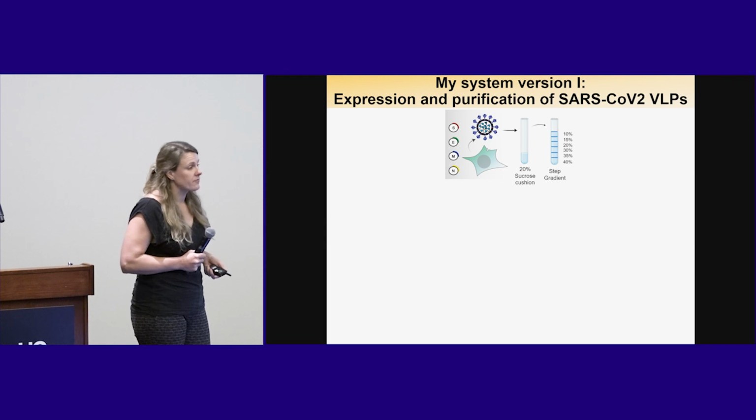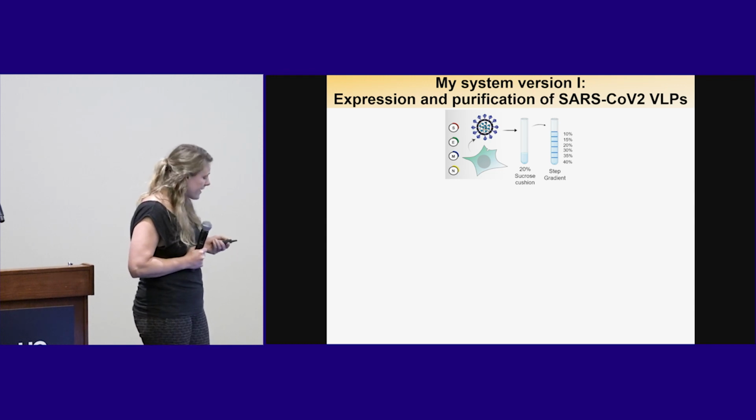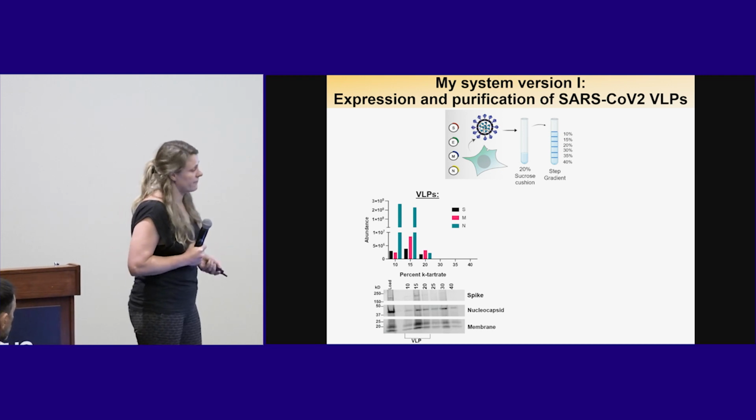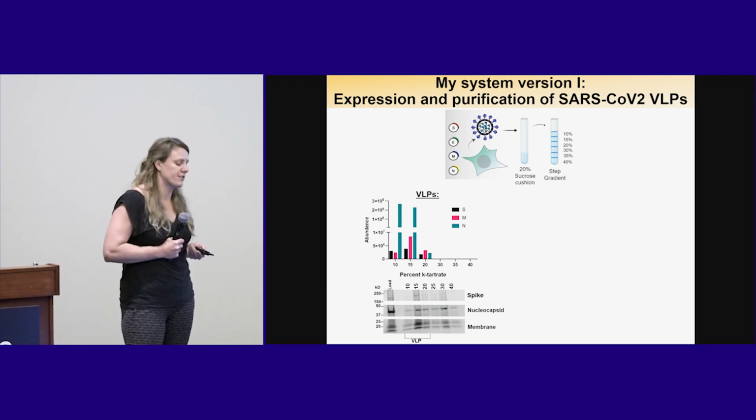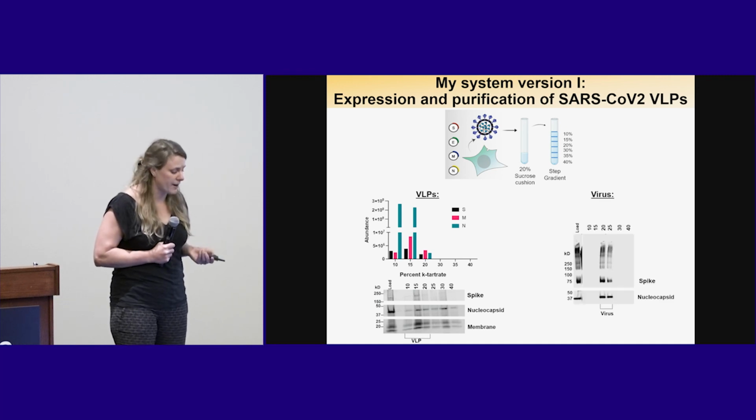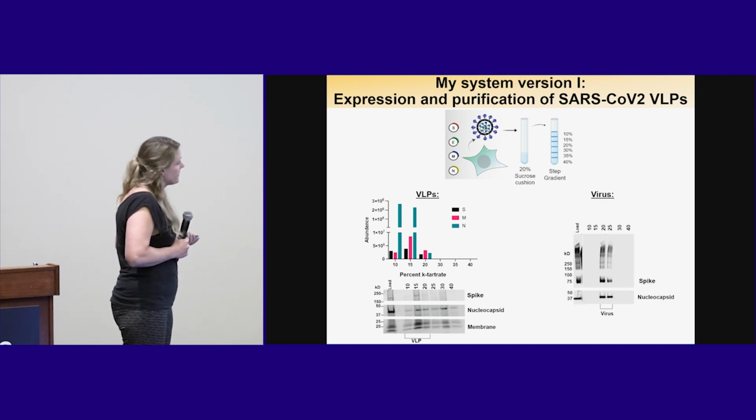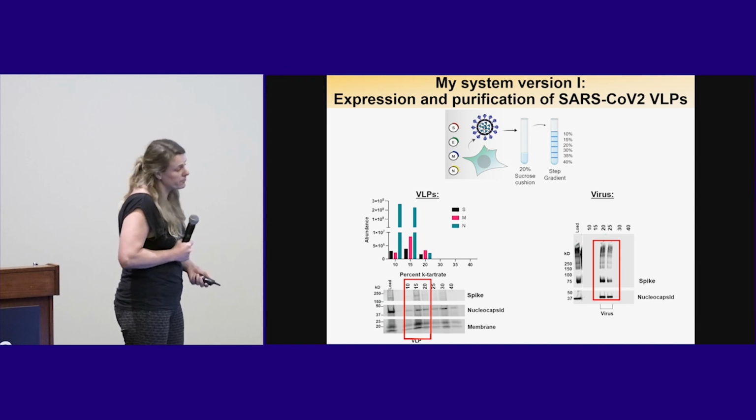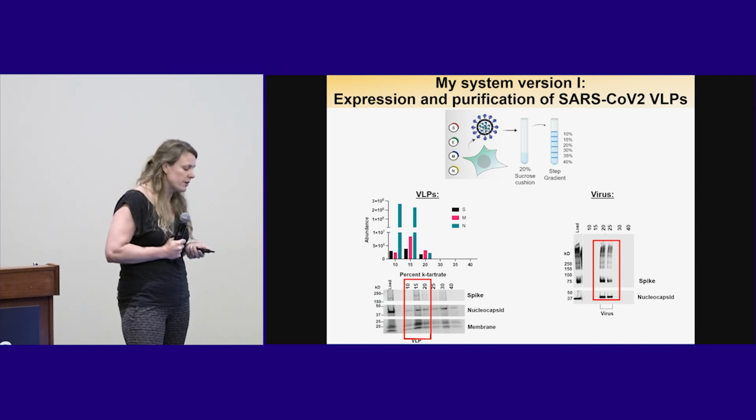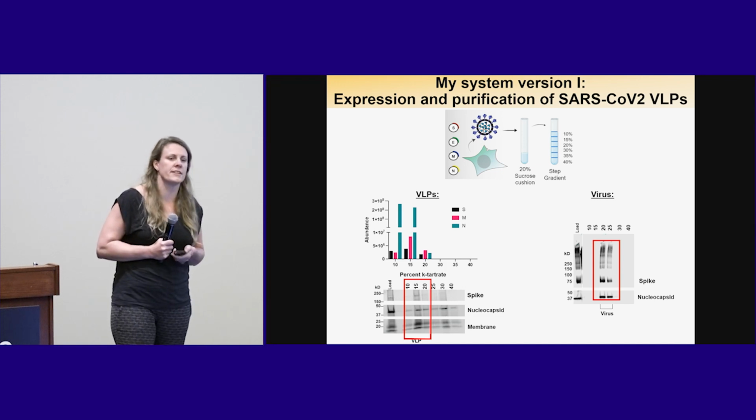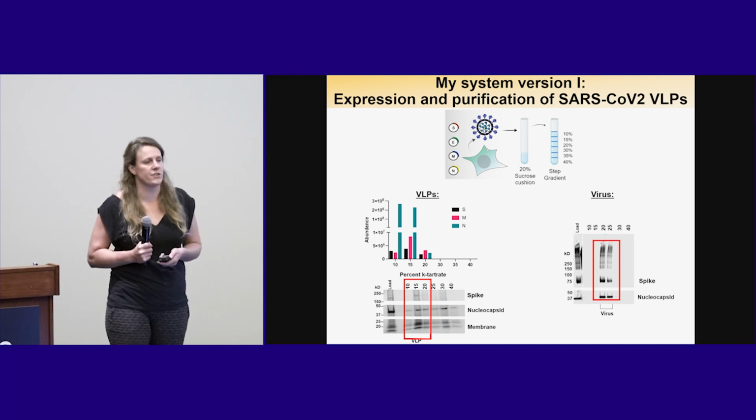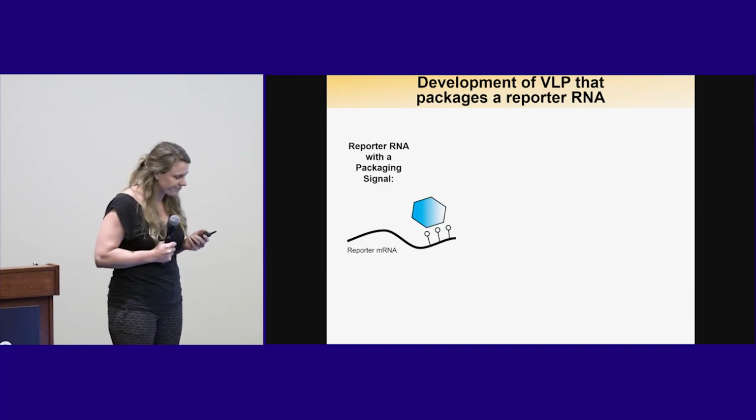And so we can purify each fraction of the gradient, and then with mass spec and Western blotting, we can identify viral structural proteins in various fractions of the gradient. We can then compare these to purified virus, and we can note that the VLPs are much more heterogeneous than wild-type virus, but we do have an enrichment of viral structural proteins in the lower density fractions of the gradient compared to the higher density fractions found in the virus.